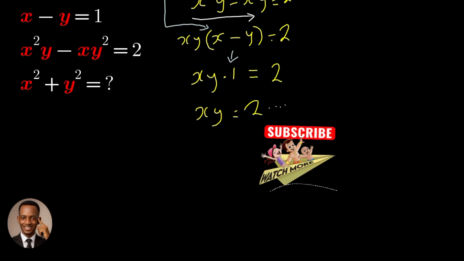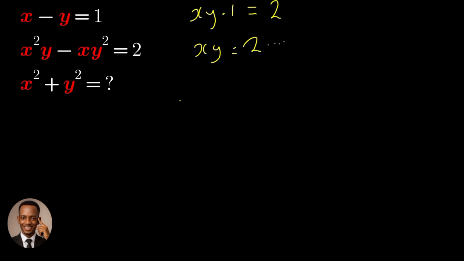Now let us continue. Tracking back to equation 1, we have x minus y equals 1. Now what can we do from here? Since we have been asked to find the value of x squared plus y squared, we're going to try as much as possible to extract x squared plus y squared from x minus y algebraically. Now how can we do that? Mathematical algebraic identities are going to help us a lot here. So what should we do?